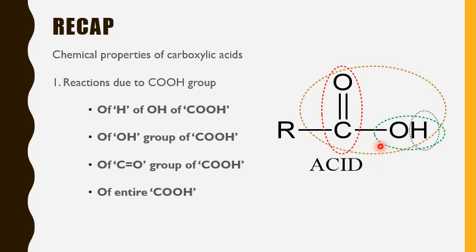That means only that part of the total carboxylic acid will be involved in a reaction based upon the condition and the reagent. And of course, the second type of reactions are the reactions due to the R group, the reactions due to the alkyl chain or aryl chain of this carboxylic acid. So, one property is mainly due to the functional group, the other property is due to the aliphatic or aromatic chain that is attached to this functional group.